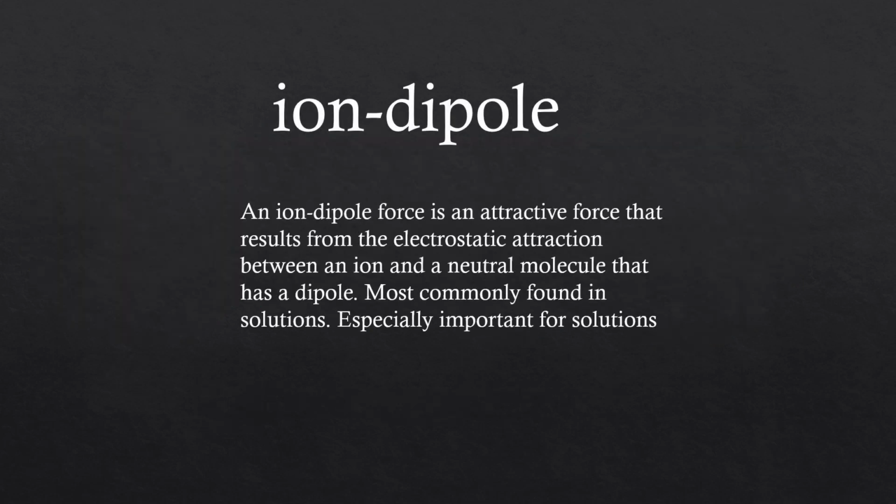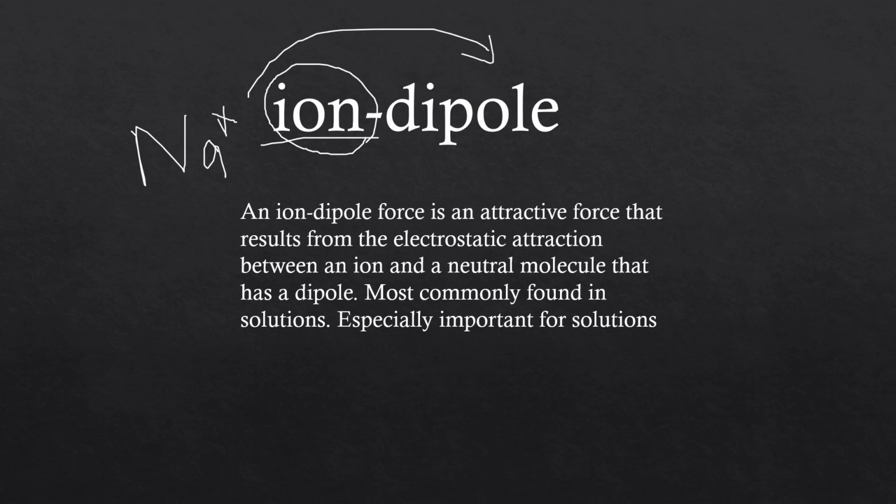If we talk about the definition of ion-dipole, it will be something like this: an ion-dipole force is an attractive force that results from the electrostatic attraction between an ion and a neutral molecule that has a dipole. Now, the point was that, just suppose that we have the ion Na, it will be attracted towards the dipole H2O.